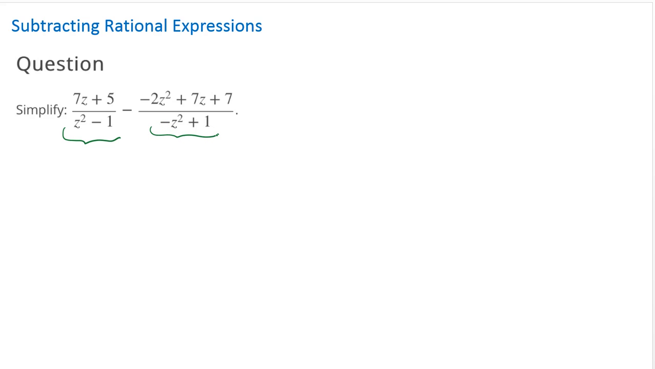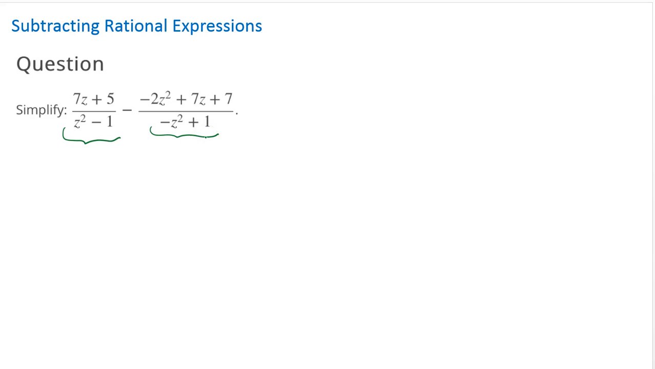They look very similar. One way to find a least common denominator or a common denominator is if you multiply these two denominators together. And that would work in this problem. But it's not necessary, and here's why. I can do something basic to the second denominator to make it match the first one. If you'll notice, the signs are completely opposite. So z squared minus 1 is the opposite of negative z squared plus 1.